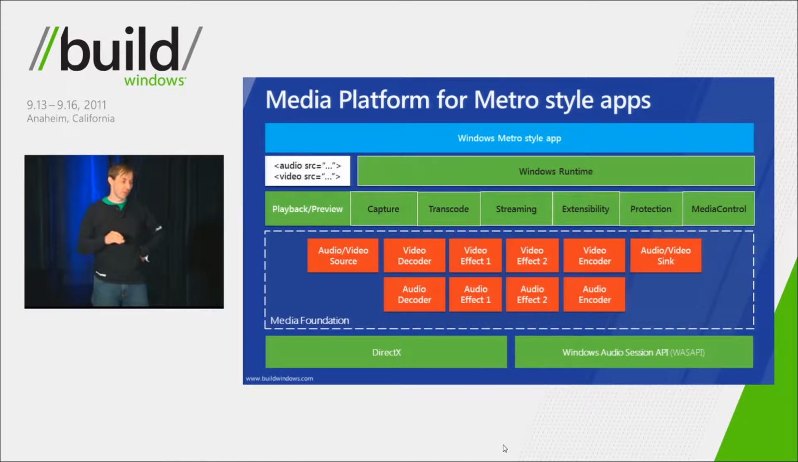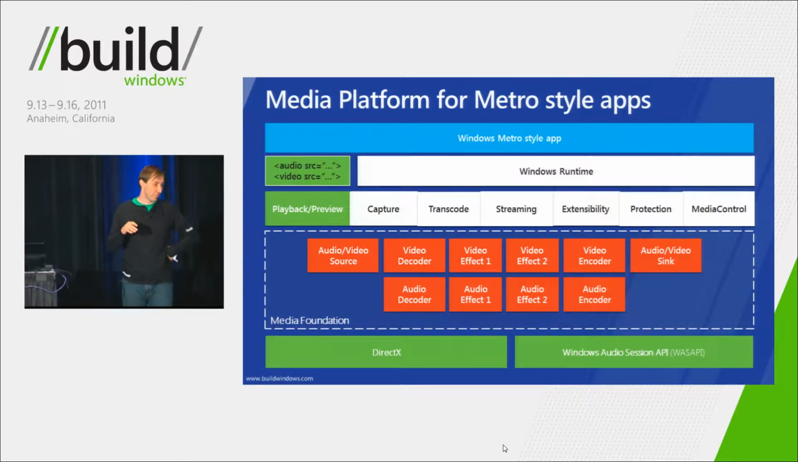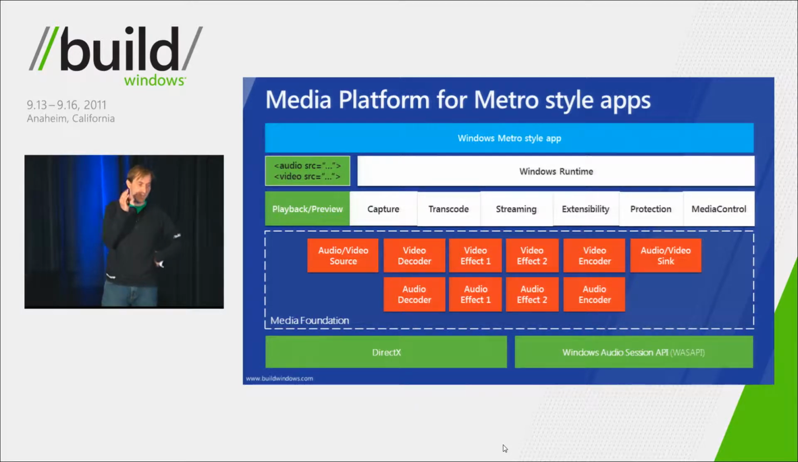So those are not available in the browser. However, the main functionality, the body of the functionality, is actually available in the browser. And then you have this vast amount of functionality which is exposed to you through the Windows runtime. So if you want to capture, transcode, do streaming, extensibility, protection, media control, and a few others, you use those APIs. If you've got an HTML app, obviously you use them through JavaScript, and in a XAML app through C# or VB.